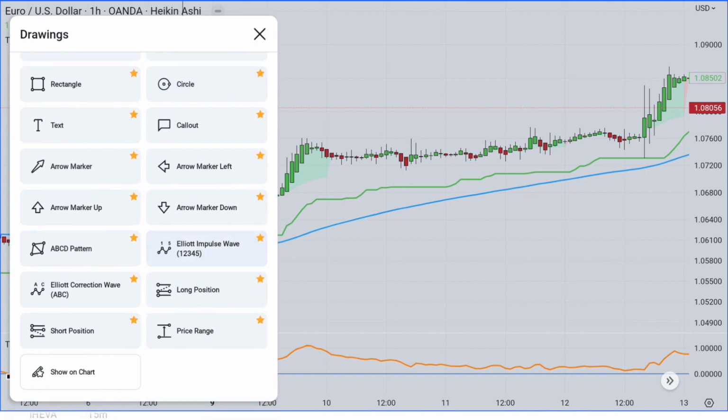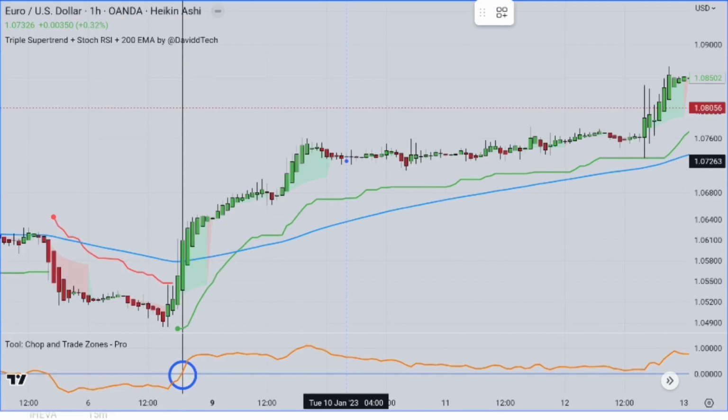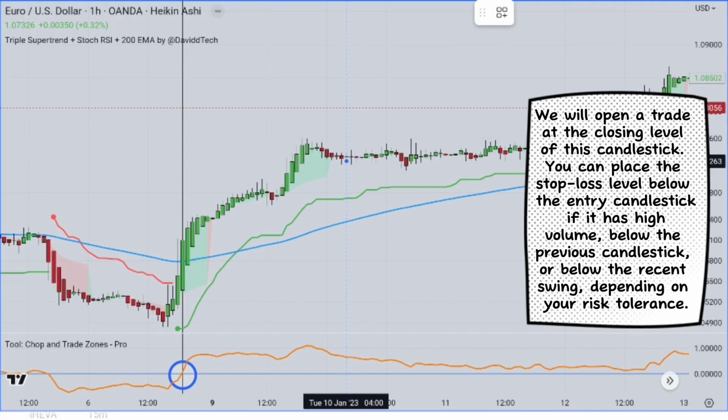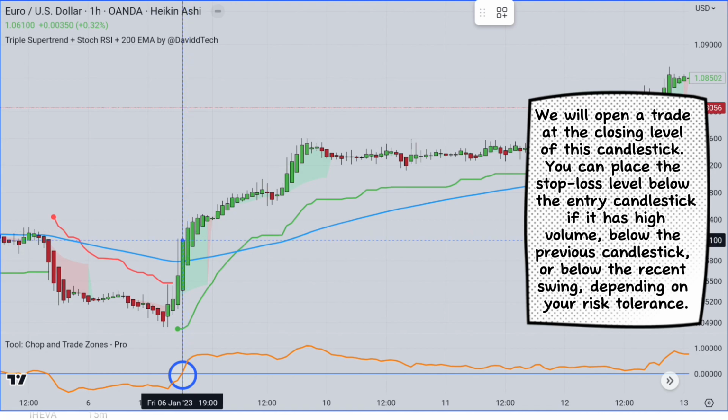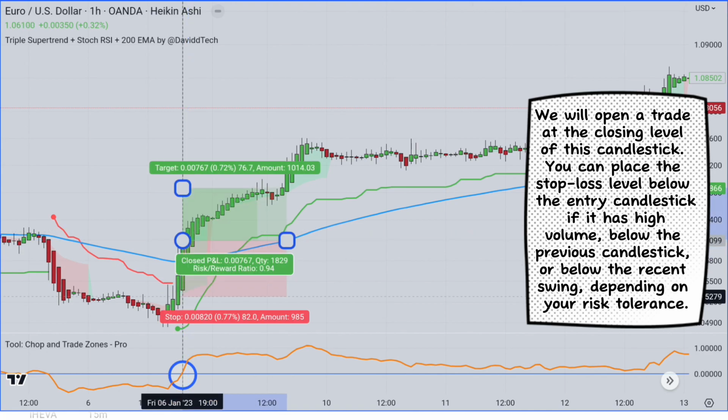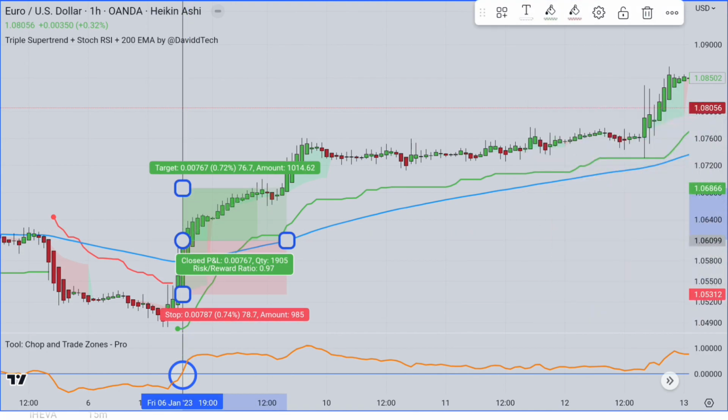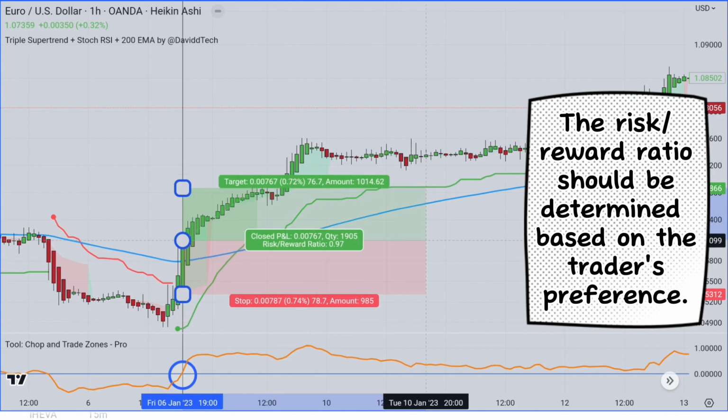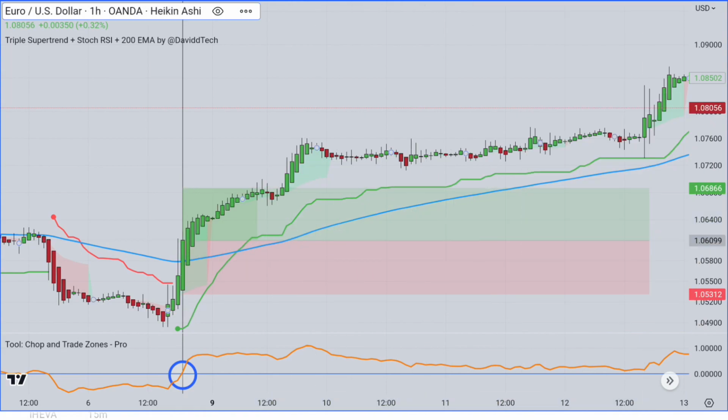The conditions have been met. We will open a trade at the closing level of this candlestick. You can place the stop loss level below the entry candlestick if it has high volume, below the previous candlestick, or below the recent swing, depending on your risk tolerance. The risk-reward ratio should be determined based on the trader's preference.